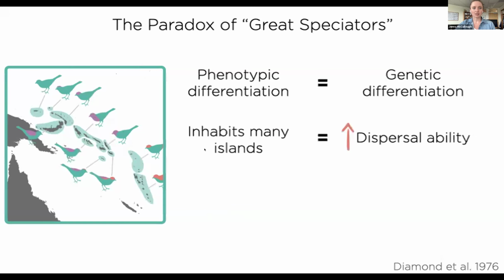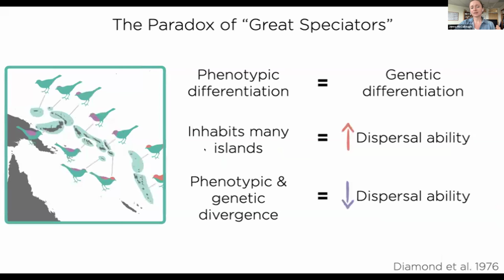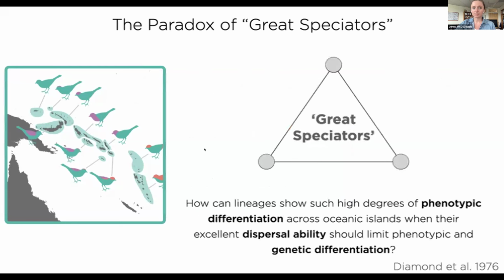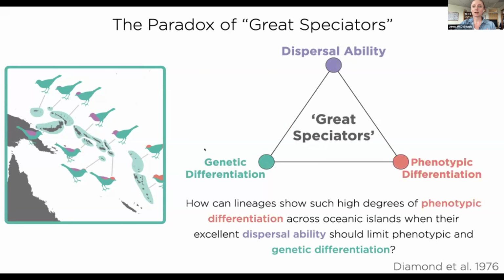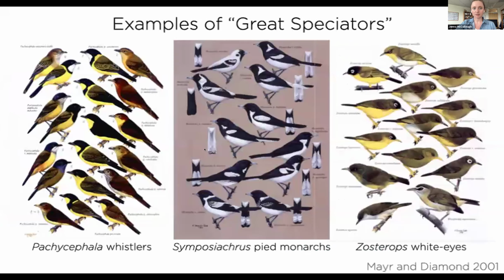The paradox is, because they occur across many islands, these lineages have high dispersal ability. But since different islands have differentiated forms, they are likely genetically isolated. This would imply that they are poorly dispersing, and thus the paradox. I like to think of these three components of great speciators like a triangle, with dispersal ability, genetic differentiation, and phenotypic differentiation as the three key components for the paradox of great speciators.